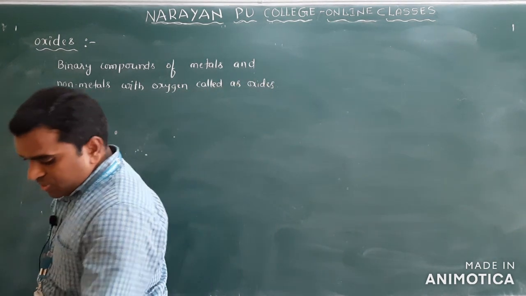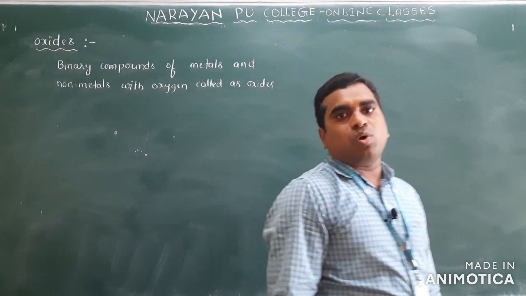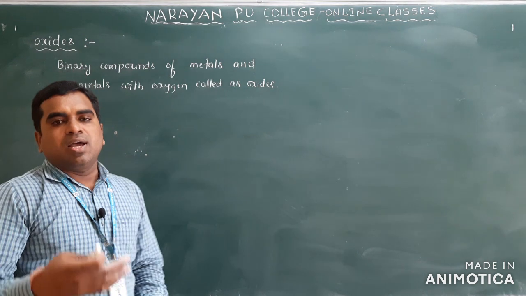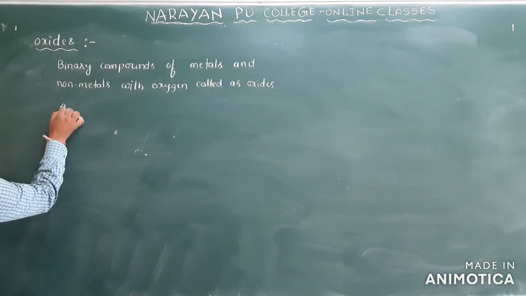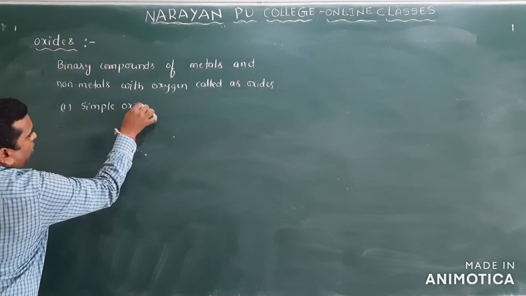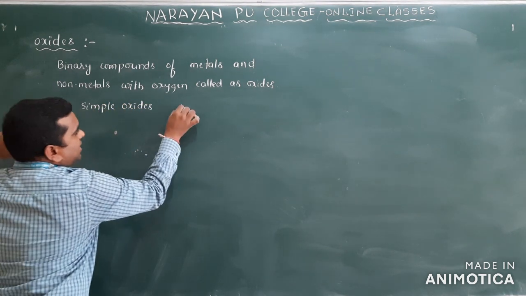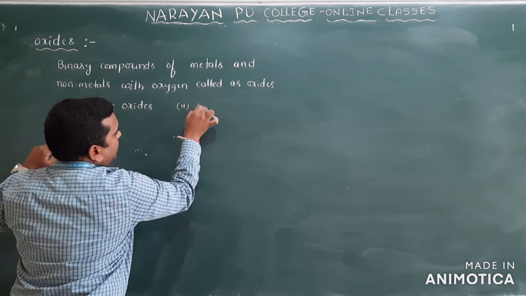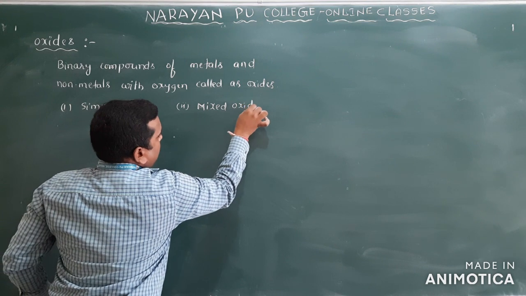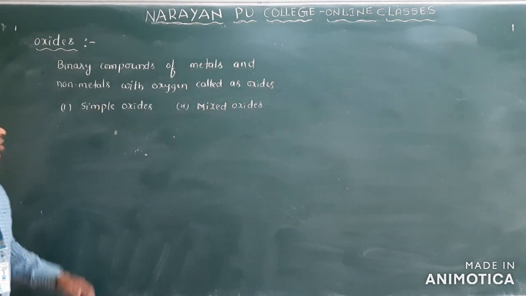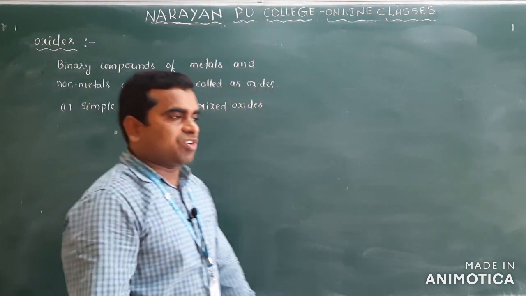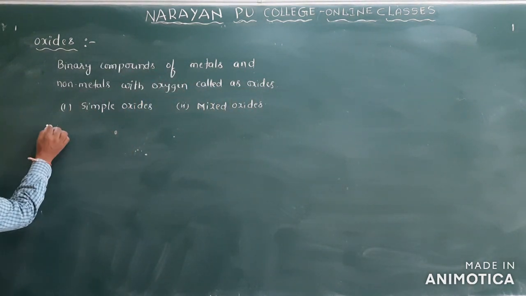Clear? So now these oxides are divided into two categories. One is simple oxides and another one is mixed oxides. Clear? What is the first one here? Simple oxides. And the second one is mixed oxides. So we will discuss what are the simple oxides and what are the mixed oxides. Put the first heading here, simple oxides.